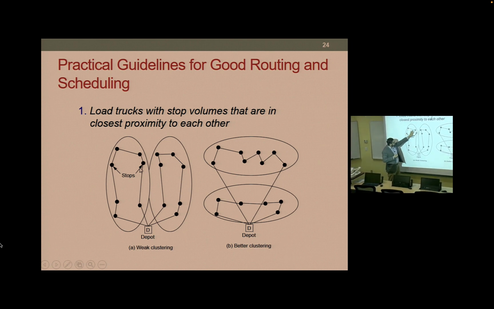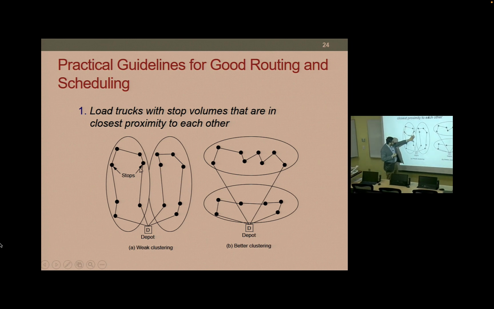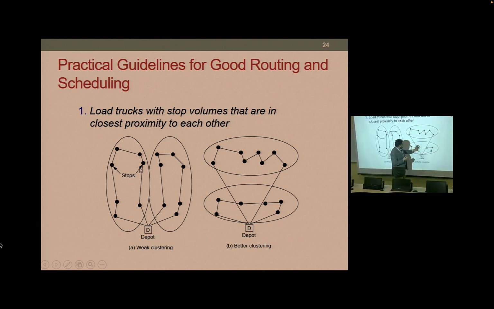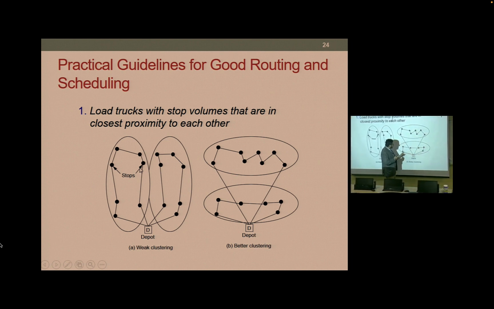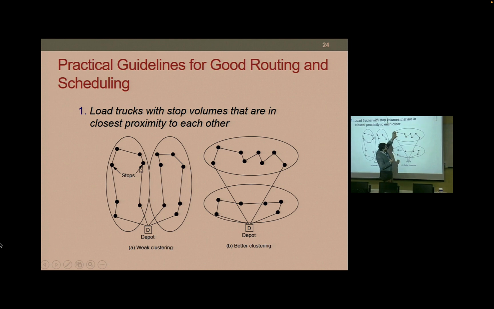So this is not a good solution because between pairs of customers, we have very long journeys. Okay? An alternative to this solution is to say, I'm going to send one truck to customers which are close to me in a loopy pattern, and I'm going to send my second truck to these customers up here in the northern region, which are a little bit far from me.